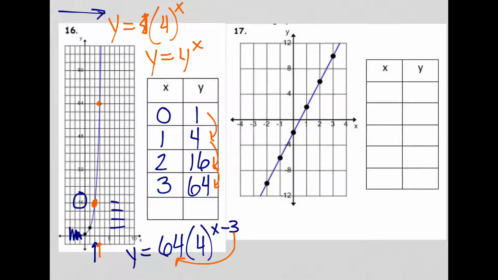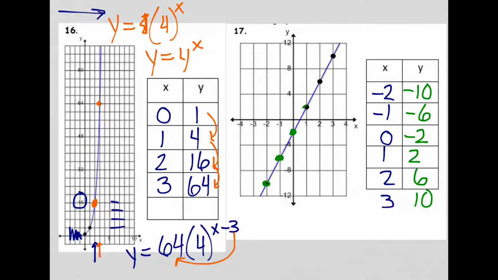Now, 17 is not exponential. 17 is linear. But we're still going to make a table and see what we can see from the table. So we're going to go -2, -1, 0, 1, 2. We could throw in the 3 if we want, because that dot's on there. It looks like when x is -2, y is down here at -10. When x is -1, y is -6. When x is 0, y is -2. When x is 1, y is +2. And then we've got a 6 and a 10.